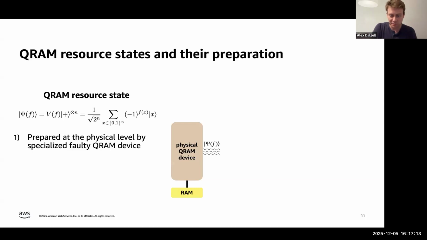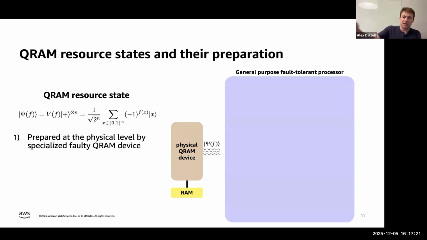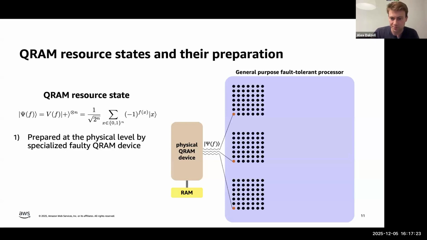We prepare this state using our specialized QRAM device. Of course, it's noisy, so we only have a noisy version of this physical state. Now we send this physical state to our fault-tolerant quantum computer, and we encode it into a quantum error correcting code. Now the protocol doesn't really care what quantum error correcting code you want to use, but here, for the purpose of concreteness, I'm going to show what would happen for the surface code.